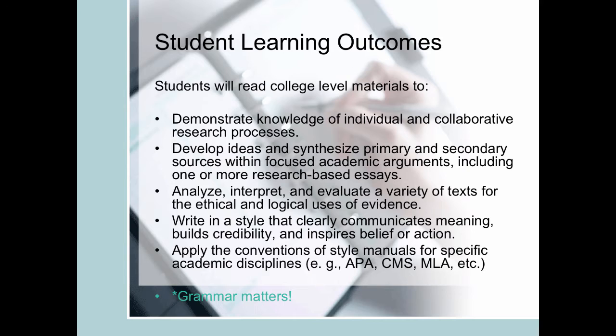Lone Star has come up with 5 learning outcomes that they expect every student in English 1302 to master. This is part of what makes your course transferable to Texas universities. So I want to go over that real quick. Demonstrate knowledge of individual and collaborative research processes. Develop ideas and synthesize primary and secondary sources within focused academic arguments, including one or more research-based essays. Analyze, interpret, and evaluate a variety of texts for the ethical and logical uses of evidence. Write in a style that clearly communicates meaning, builds credibility, and inspires belief or action, and apply conventions of style manuals for academic disciplines, MLA for English.